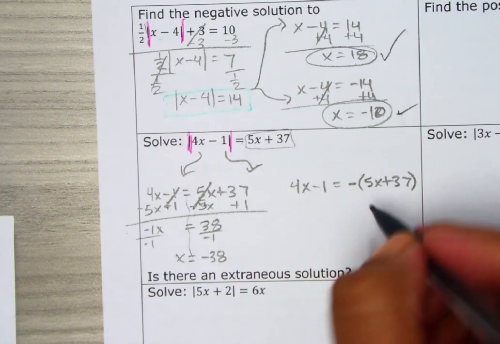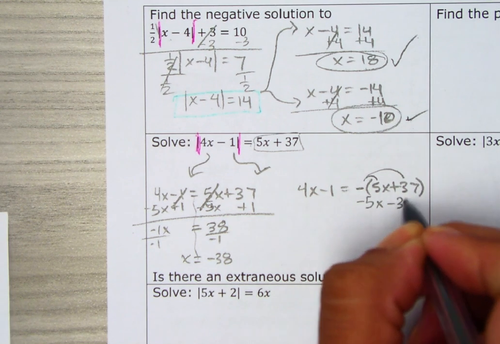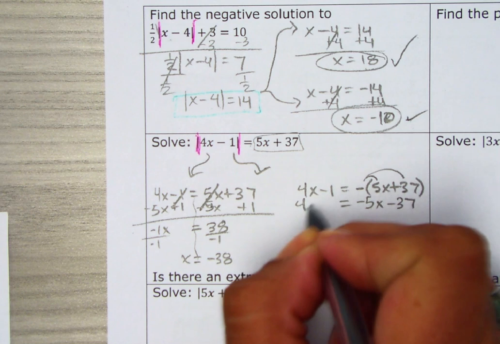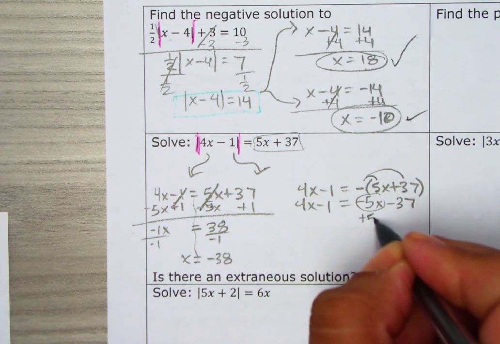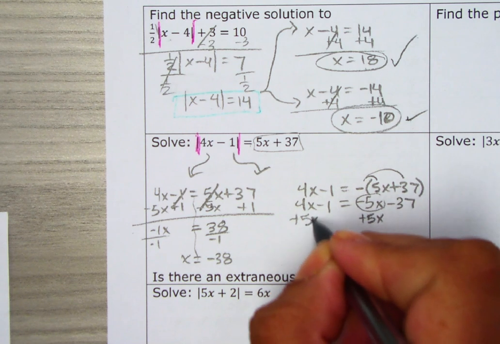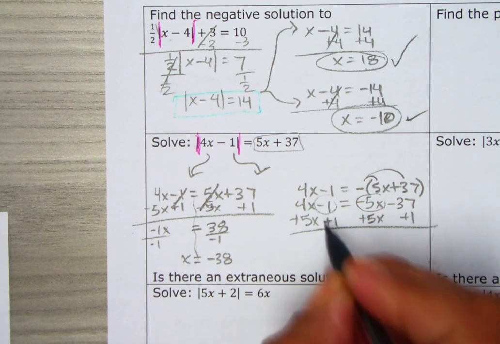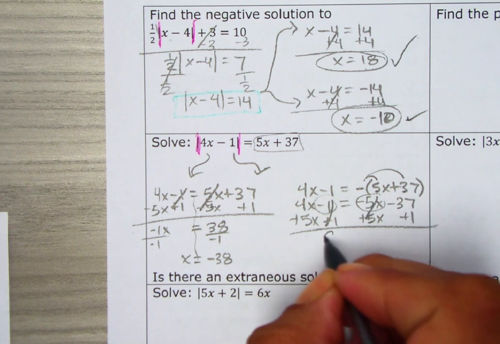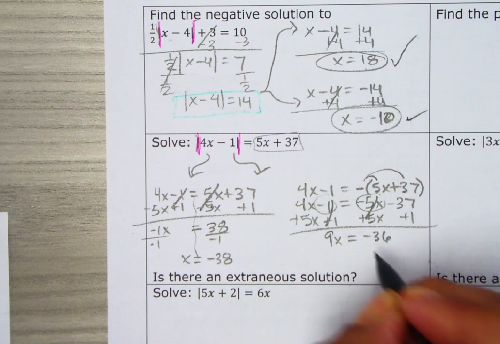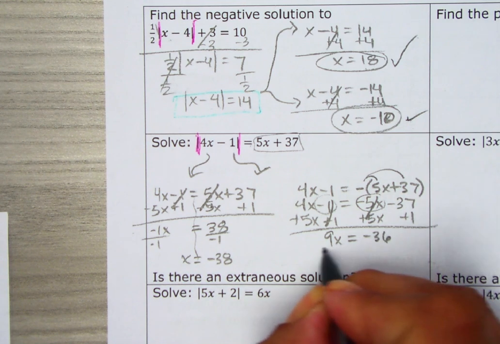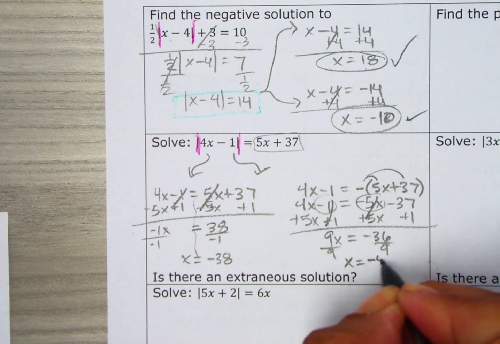Over here we have the distribution of the negative first. So it's negative 5x minus 37. And then you're going to move that x to the other side. So add 5x. Move this negative 1 to the other side. So add 1. Cancels and cancels. So we have 9x equals, and this is negative 36. Negative 36 divided by 9. So we get x equals negative 4.